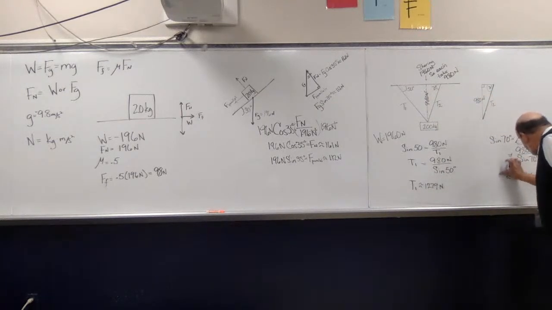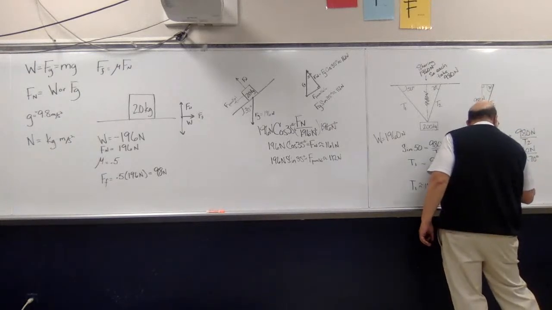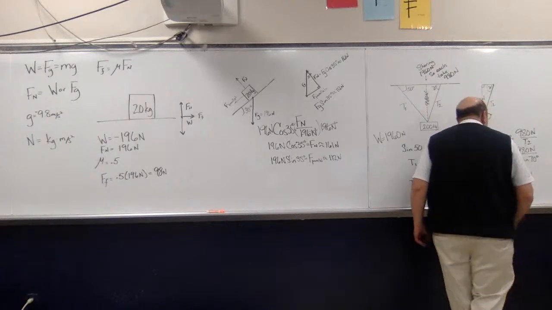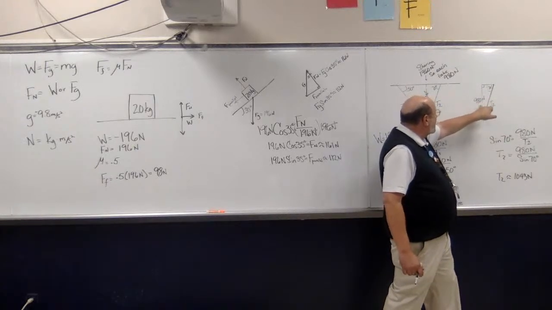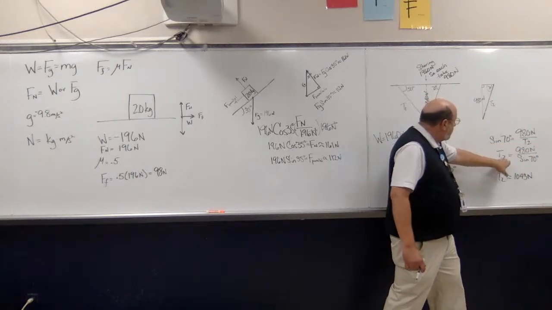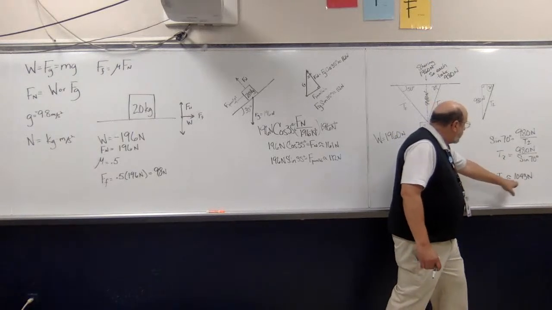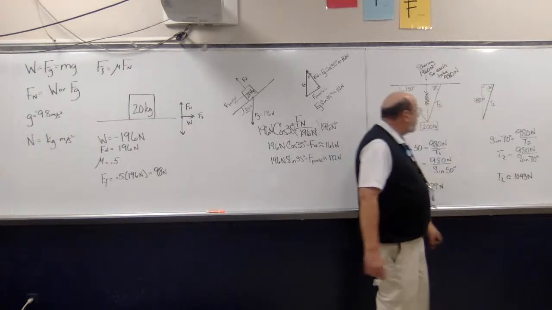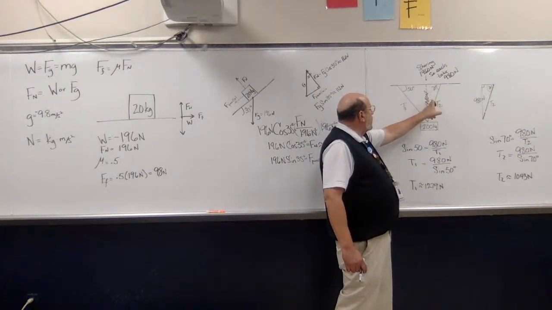Conversely, let's look for T2. The sine of 70 is 980 newtons over T2. Switch my sine 70 and T2. T2 is 980 newtons divided by the sine of 70. T2 is 1,043 newtons. As this gets closer and closer, this value should get closer to 980.